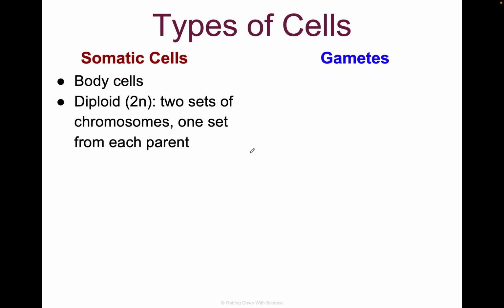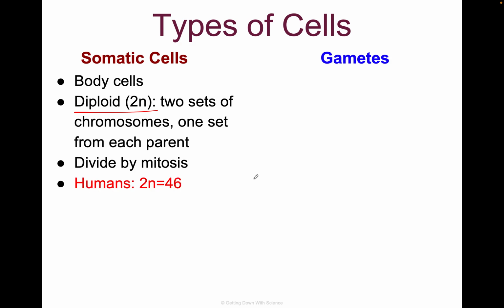All right. So when we're talking about mitosis, and next unit we're going to get into meiosis, we're talking about two types of cells. So you have somatic cells. These are your body cells. We call them diploid because they have two sets of chromosomes, one set from each parent. Right? These are your body cells, your skin cells, your eye cells, your hair cells, your intestinal cells. They divide by mitosis. In humans, we call it 2n equals 46 because, again, it's two sets of chromosomes. Our chromosomes pair up. 23 from mom, 23 from dad.